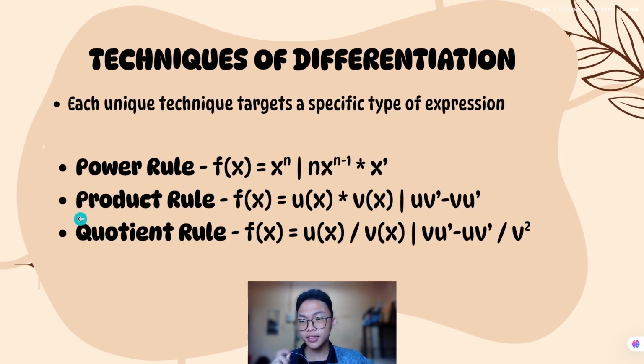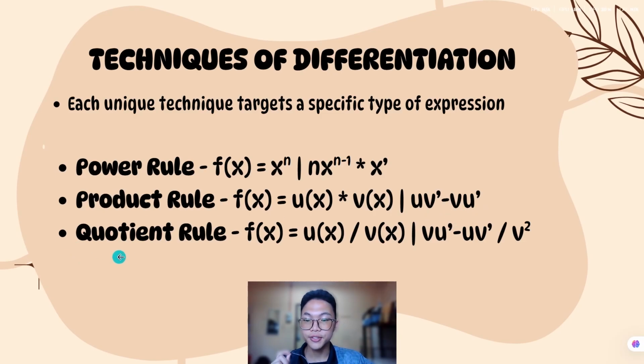Now, the next one is the product rule. Product rule is used to find this type of function, f(x) equals u(x) times v(x), where u and v are each different types of expressions, in which case we will use uv prime minus vu prime.